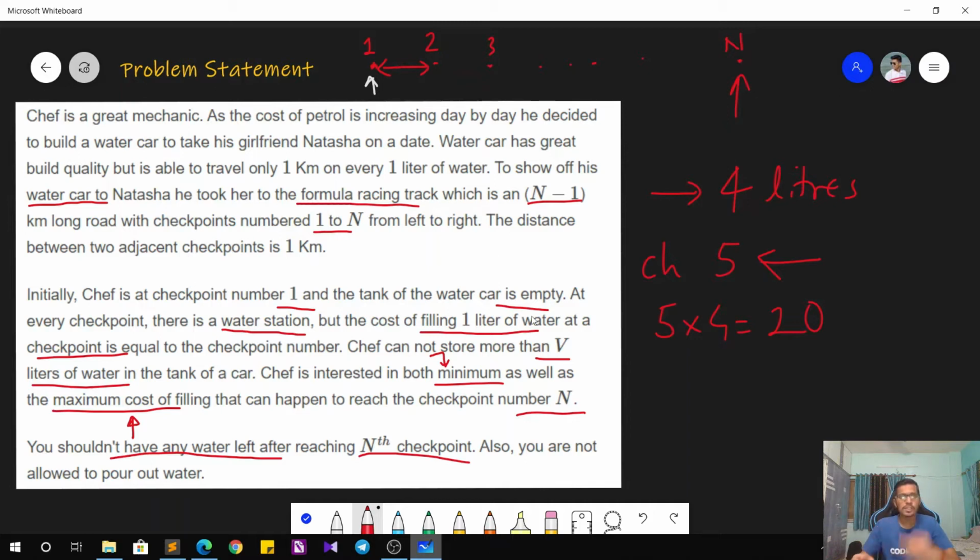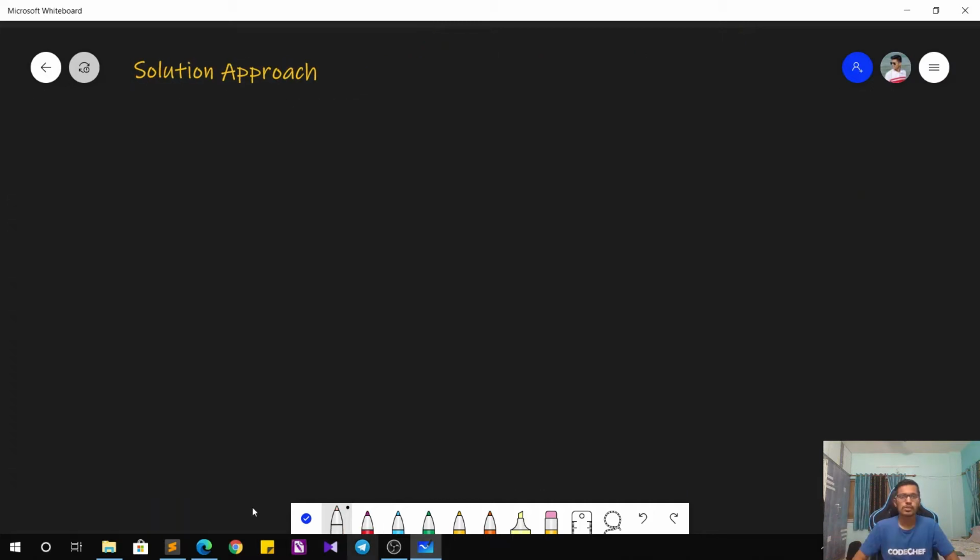So let's now see the solution approach. First of all, we need to identify what number we are exactly trying to achieve. We know that we want the minimum number and maximum number, but what exactly is that quantity? For that, let's first analyze the question. There were n checkpoints, starting from the number 1 and going all the way up to n.